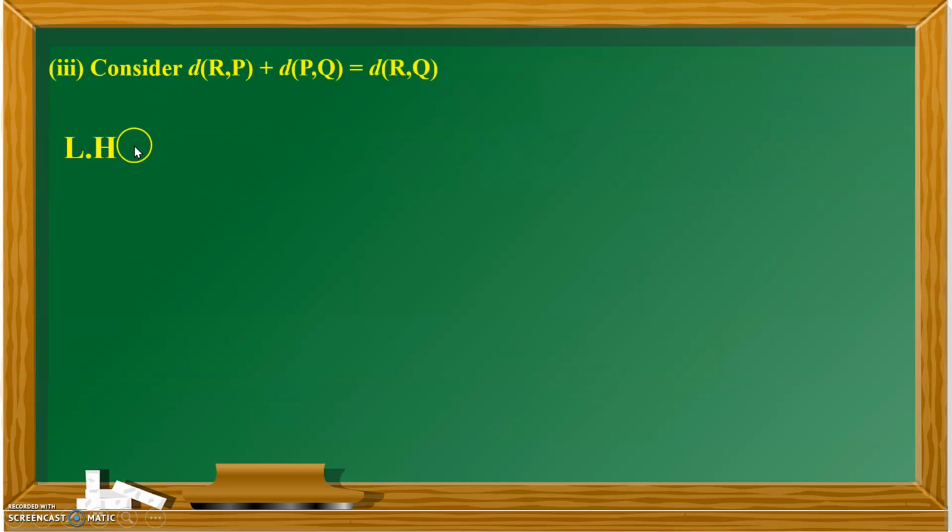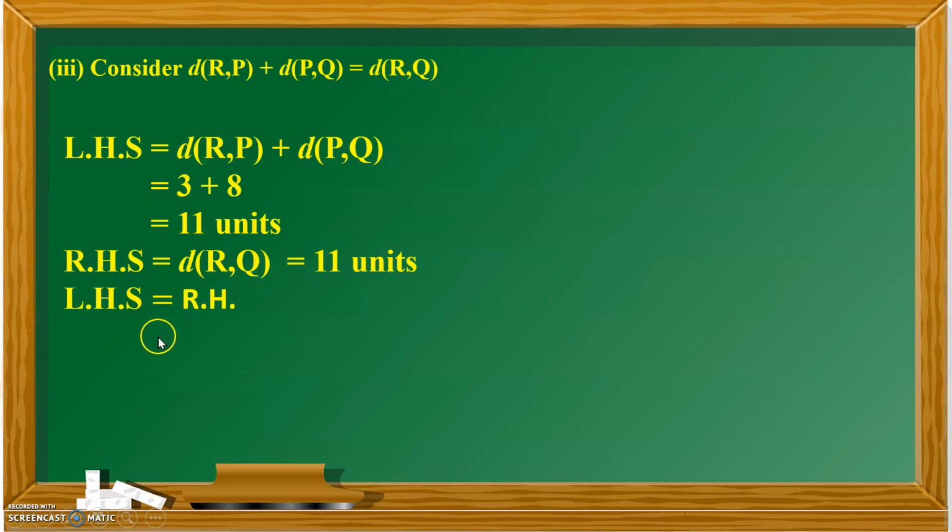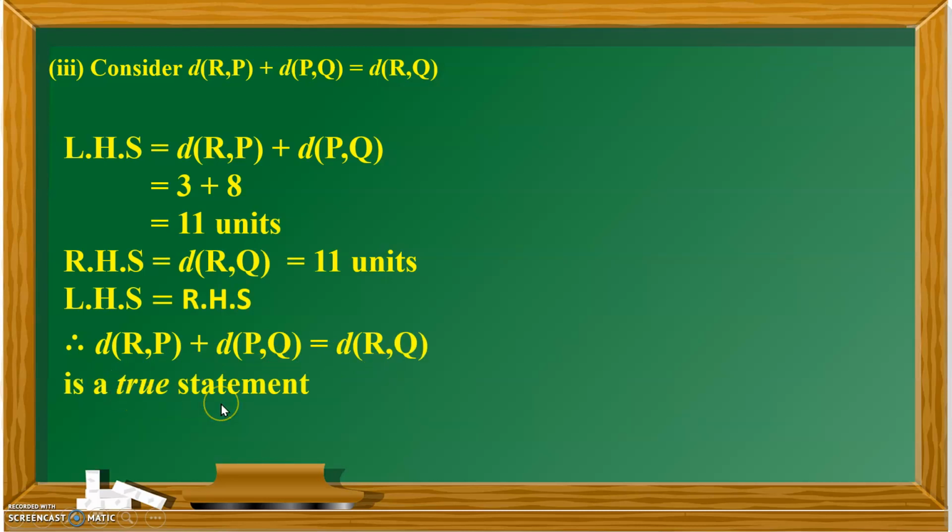So again we start with the LHS, that is distance between RP plus distance between PQ, which is equal to 3 plus 8 equal to 11 units, and RHS is distance RQ. RQ and QR is one and the same, so this is equal to 11 units. Now we observe that LHS is equal to the RHS, so we say that distance between RP plus distance between PQ is equal to distance between RQ is a true statement.